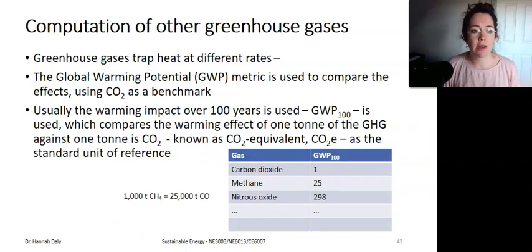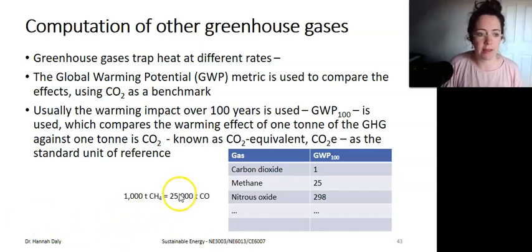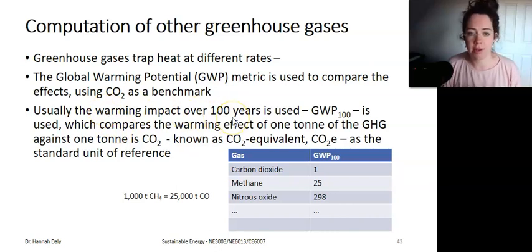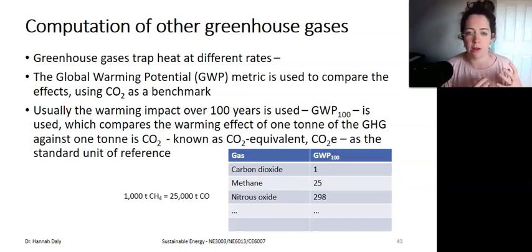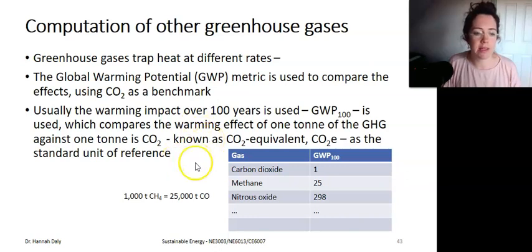And the computation of other greenhouse gases, other than CO2, as we know from the previous lectures, greenhouse gases trap heat at different rates, and this global warming potential metric, GWP, is used to compare the effects using CO2 as a benchmark. So usually we use GWP 100, and that means the warming impact over 100 years, because as you remember, the warming impact of, say, methane, which is a short-lived but much more potent greenhouse gas, would be much higher, measured at a 20-year level, and much lower at a 100-year level. So we call that CO2 equivalent.